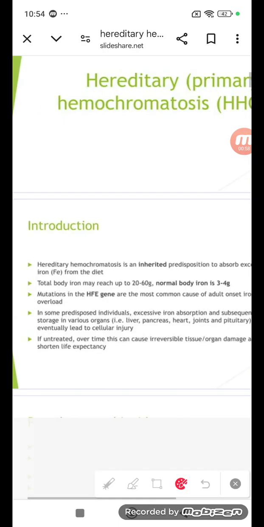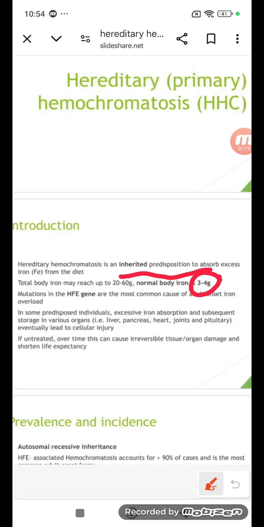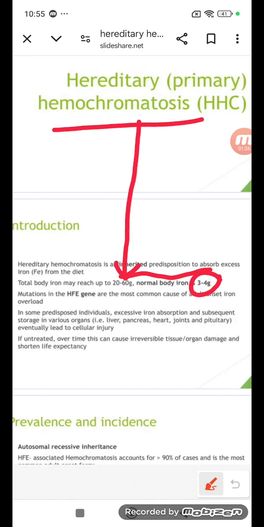In the introduction, hereditary hemochromatosis is an inherited predisposition. Mention one word: predisposition, absorption of excess iron from the small intestine, where the villi absorb the excess amount of iron. What is the normal body iron? Just 3 to 4 grams. But due to hemochromatosis, approximately 20 to 60 grams of iron reaches our body through absorption.